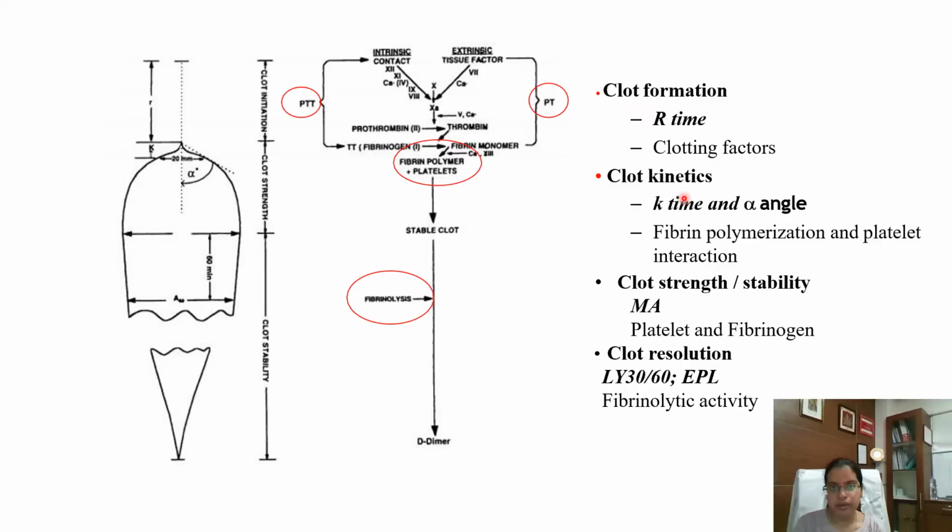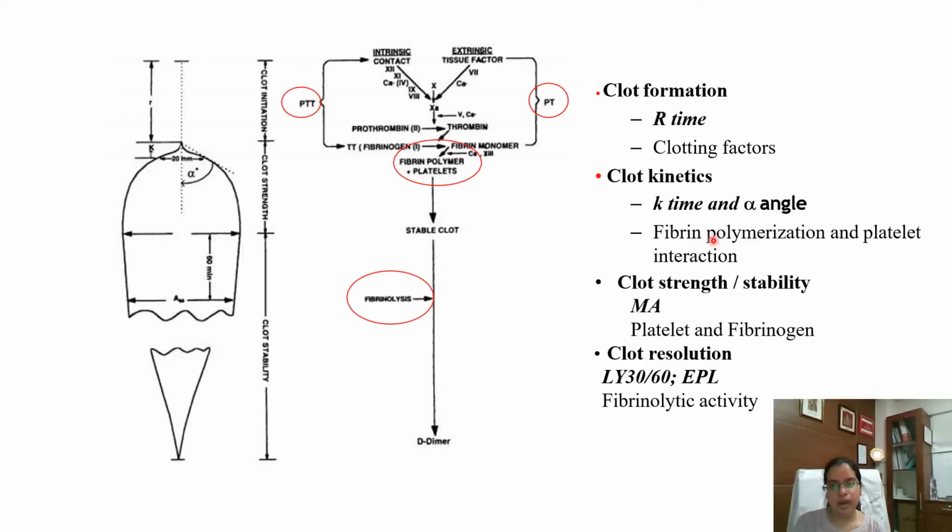Now clot kinetics, that is the K time and alpha angle. Now the fibrin has been formed, it is getting accumulated. Thrombin also activates factor 13, which leads to fibrin polymerization. So this fibrin polymerization is the alpha angle, that is how fast is the speed of fibrin accumulation, the rate of clot formation, that is the fibrin polymerization. And the K time is the time to achieve a 20 mm clot strength.